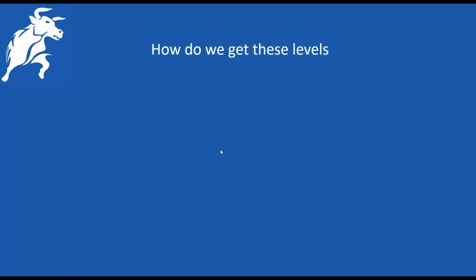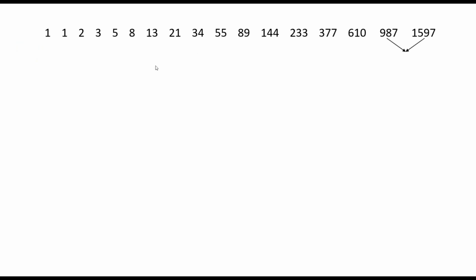So how do we get to these levels? This is a bit complicated, but I made it as easy as possible for you guys to follow. The first one we're looking at is, how do we get to this? This is called the Fibonacci sequence. How this works is 1 plus 1 equals 2, 2 plus 1 equals 3, 3 plus 2 equals 5, 5 plus 8 equals 13, and so on.